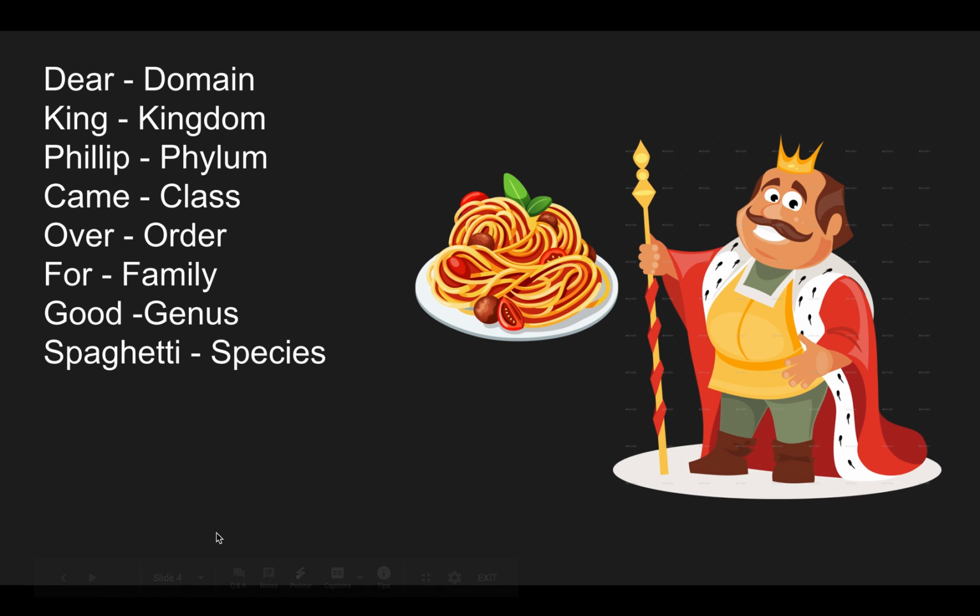So the last thing I'm going to go over is the taxonomy, and there's a really nice mnemonic to help you remember it. It's called Dear King Philip Came Over for Good Spaghetti. So this helps you remember the order of the taxonomic system. So you start with domain. So you have 3 different domains, right? We have archaea, bacteria, and eukarya. Then you have different kingdoms like an animal kingdom, phylum, class, order, family, genus, and species.